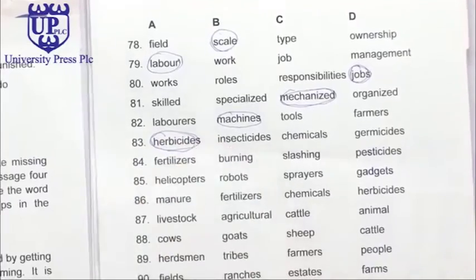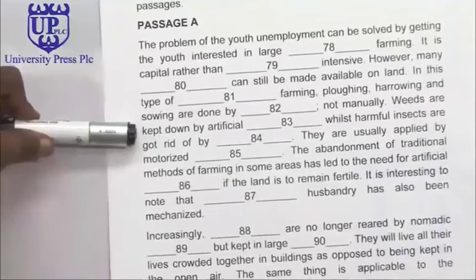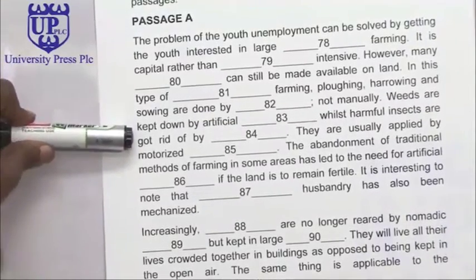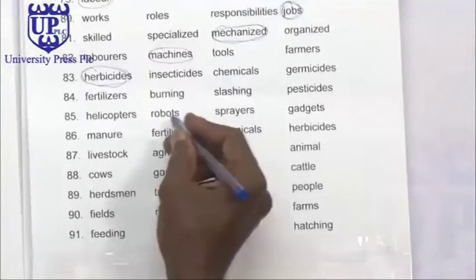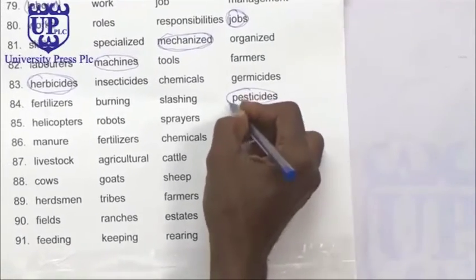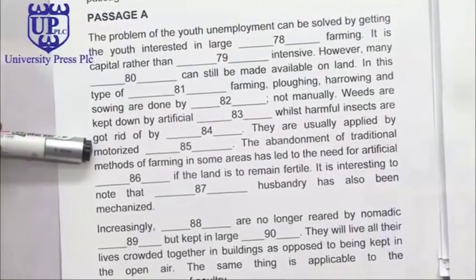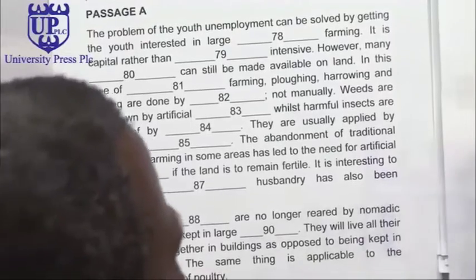Herbicides. Right. Whilst harmful insects are cut off by what? Pesticides. They're usually applied by motorized, what do you call the thing that they use? Motorized sprayers.